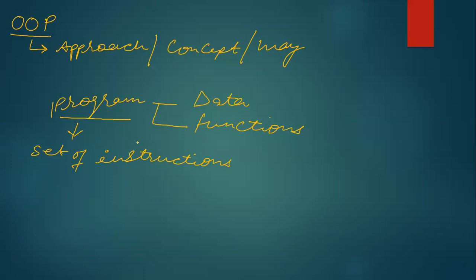I hope it's clear. Now the question is, why do we use this OOP concept in programming, especially if we talk about Java programming questions? So my dear students, what we do is we divide our problem into a number of objects. And see here, suppose this is object 1, this is object 2, this is object 3, right?